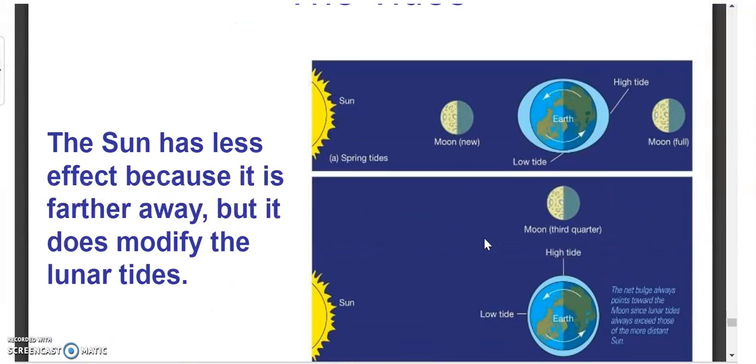All right, so now the moon is the main cause of the tides, but there's other tides called spring tides and neap tides.